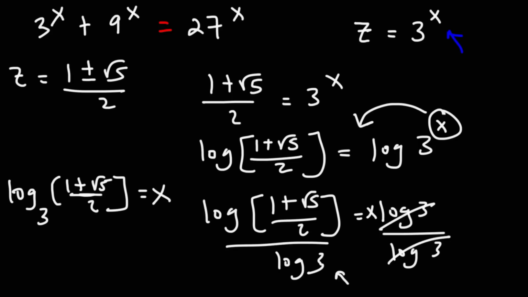But that's using the positive value of z. If we were to use the negative one, where we had 1 minus root 5 over 2, the other answer for x would be log base 3, 1 plus the square root of 5 over 2.